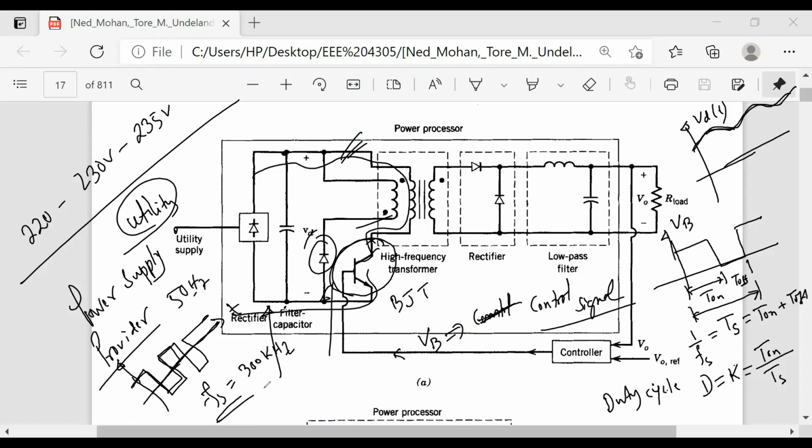So if you increase too much, okay, you are using a high frequency transformer here. If you increase the frequency of your AC signal here, it is alternating, but not sinusoidal. So you can increase the frequency, and then your high frequency transformer core will be light. This is good, and the cost of the transformer will be less. And another advantage you will get.